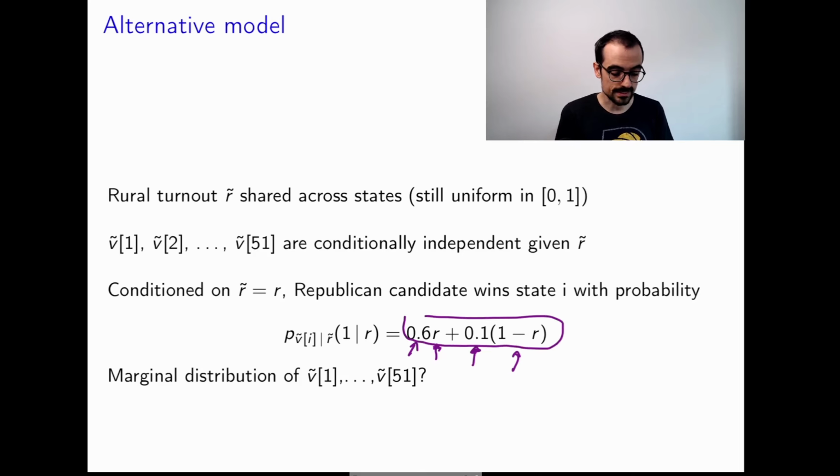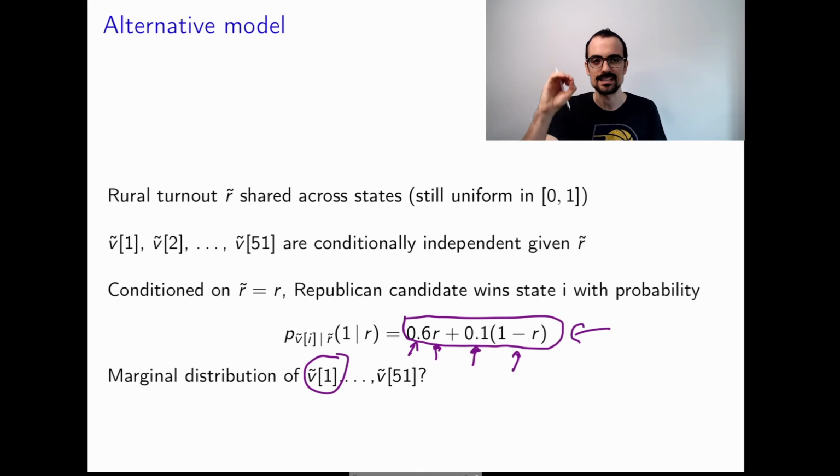So now, what is the marginal distribution of them winning state V1, for example? What's the probability that they win state V1? What do we need to do to get that probability? Well, the same thing as before. We just need to integrate this with respect to the uniform. We're still going to get 0.35. So interestingly, under these two models, the probability that a candidate wins each individual state is exactly the same.